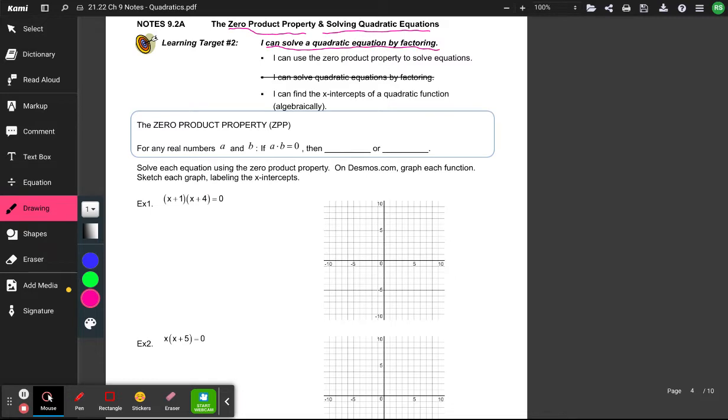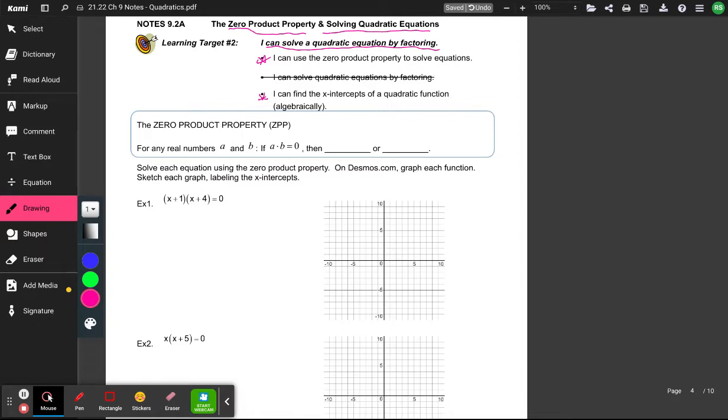Today we're going to start in what's called factored form. Tomorrow we'll be working on going from standard form to factored form, where you guys will actually factor. So really our biggest goals for today: I can use the zero product property to solve equations, and I can find those x-intercepts algebraically.